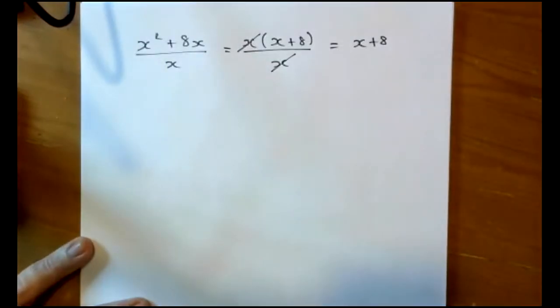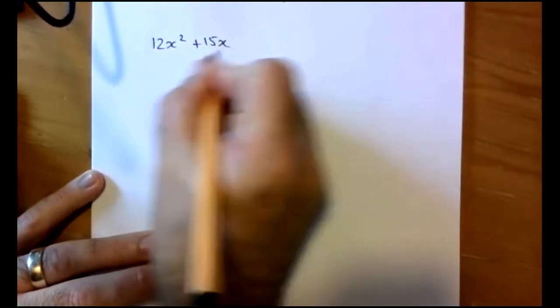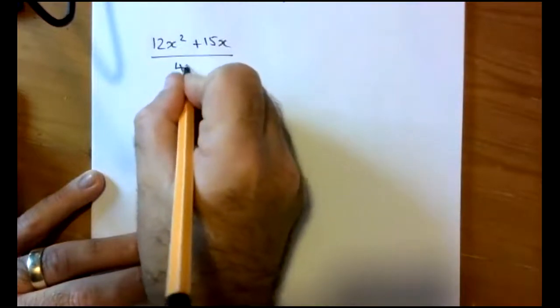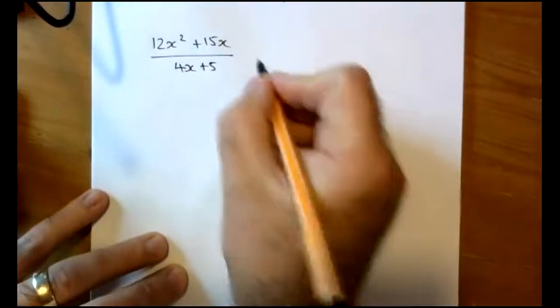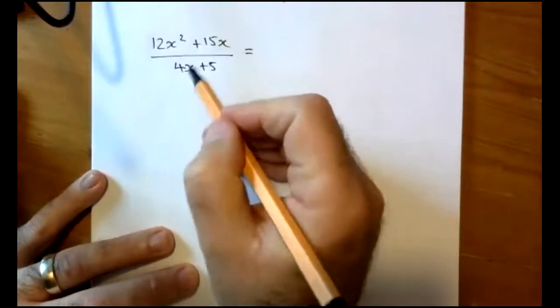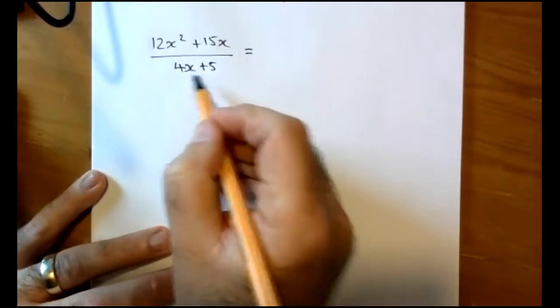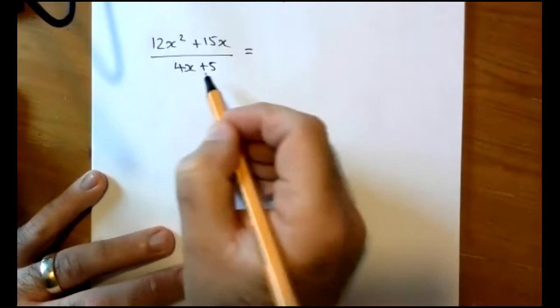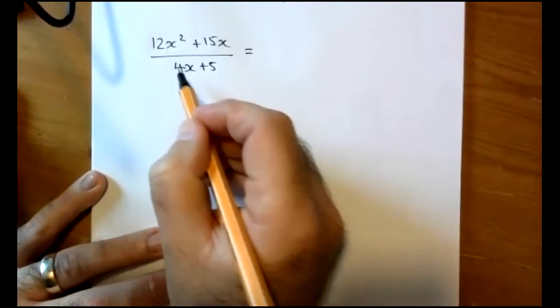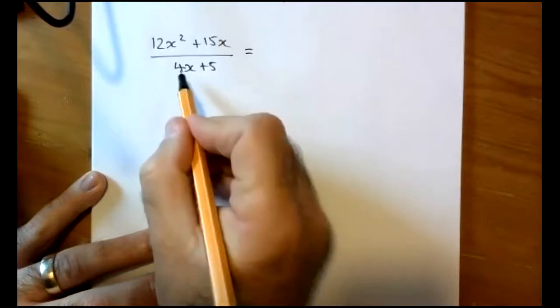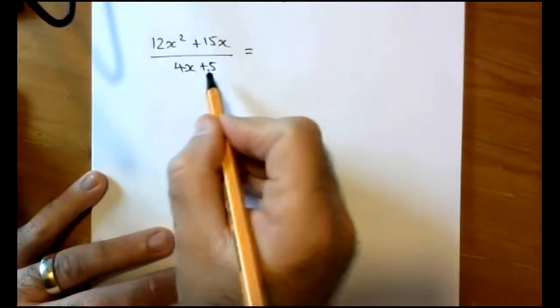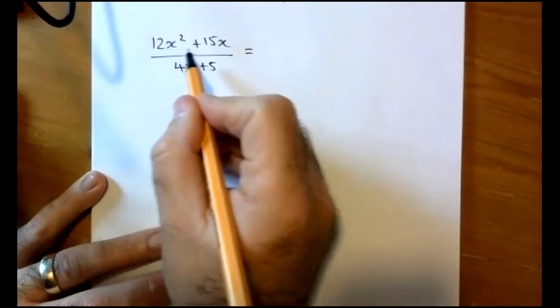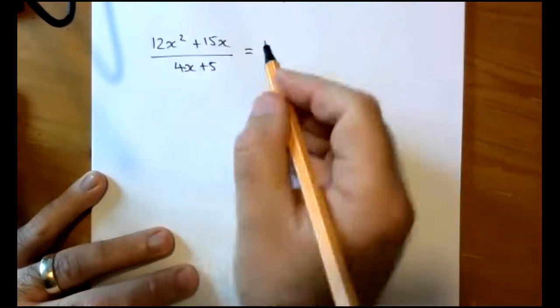For b, I've got 12x squared plus 15x over 4x plus 5. So I'm looking at these and I'm thinking the denominator doesn't factorize. There's nothing common between 4x and 5. So I'm suspecting that 4x plus 5 will be a factor of this numerator. So let's have a look at the numerator.